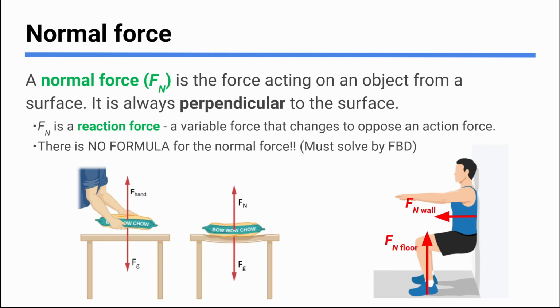Okay, anytime there's contact with a surface, there's a force perpendicular to the surface on the object in contact with it, and that's the normal force. Again, there's no formula for either of these. Without doing an FBD, you can't just get an equation to plug into these. This is not going to be equal to your weight.